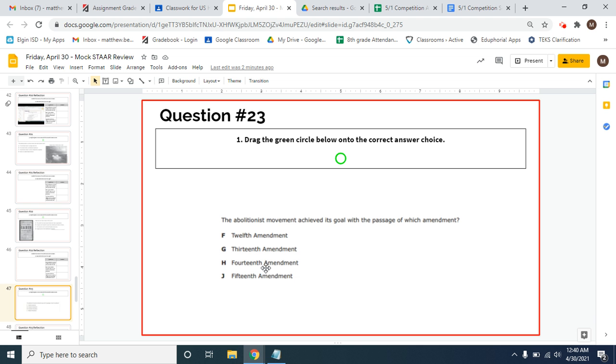All right, this question says, the abolitionist movement achieved its goal with the passage of which amendment? So again, if the goal of the abolitionist movement is to end slavery, which of these amendments ended slavery? That would be G, the 13th Amendment. This was the amendment that officially said that slavery would no longer exist in the United States.